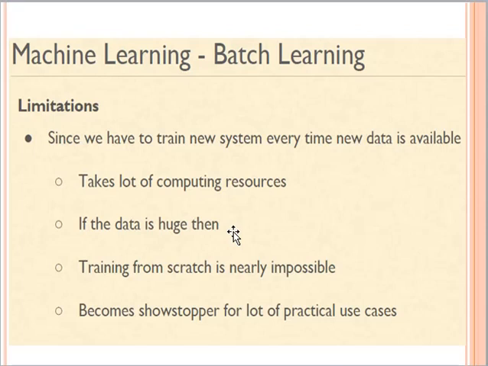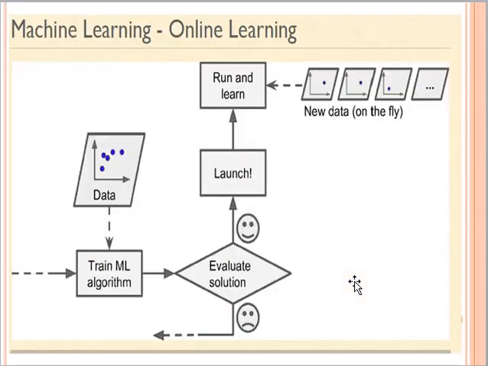And sometimes it can also happen that training the system from scratch is near to impossible, right? Because if the data set size is too high, then maybe our system is not able to tackle that massive size of data, and it can become a showstopper, and our system may not be able to solve many practical applications, right? So once we have this kind of problem or limitation, then we have to switch from offline mode to online mode. So now let's have a look at the basic difference between the offline learning mode and the online learning mode.